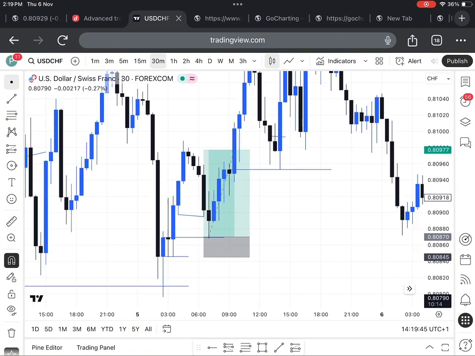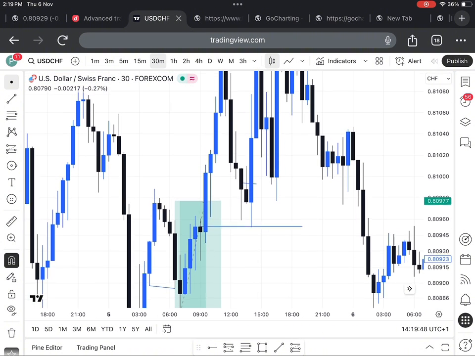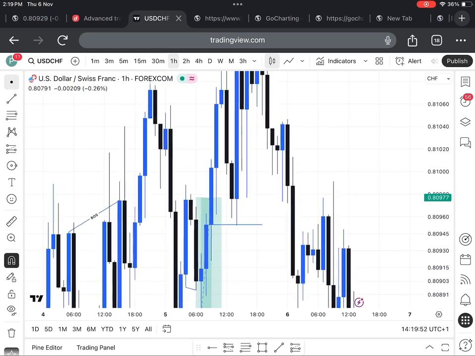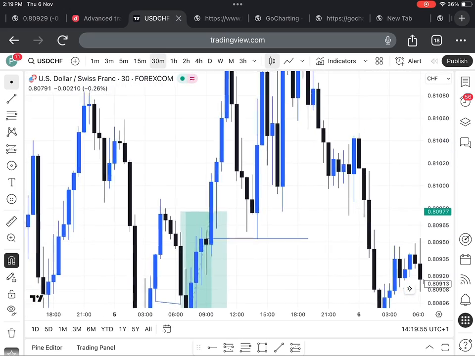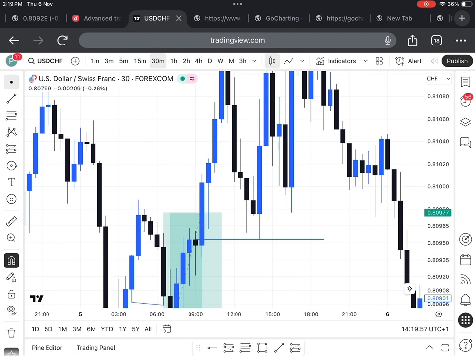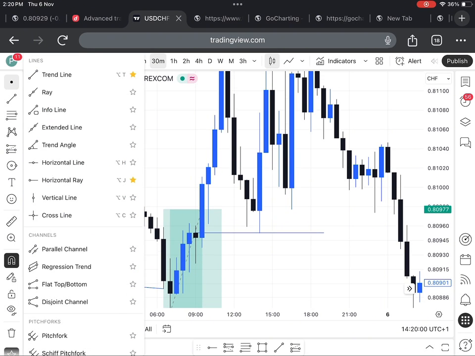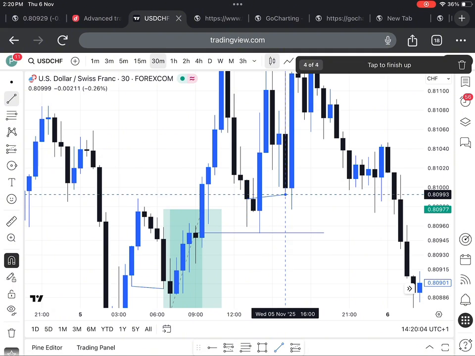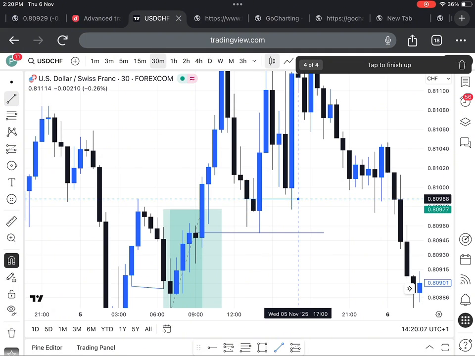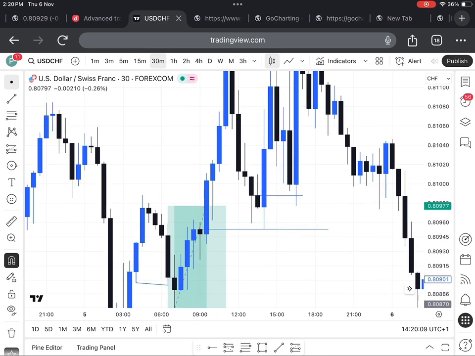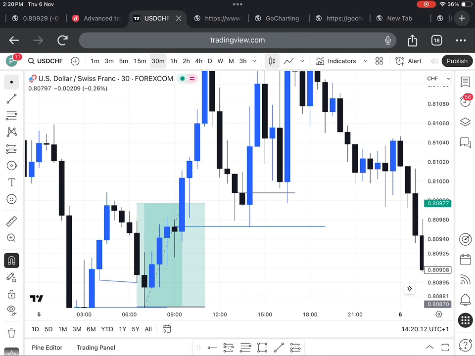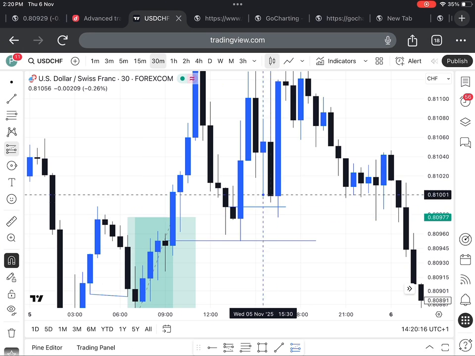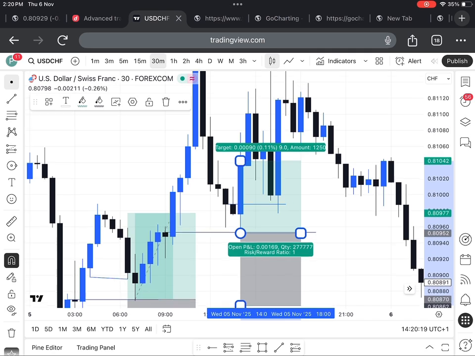So we have now established a break of structure, and we wait for price to pull back to a key level. Which key level are we taking from here? On the 30 minutes, we can use any time frame, just like I said, but we are going to use the 30 minutes to pick our POI, our key level. So we have this open close here, open close, and this open close.